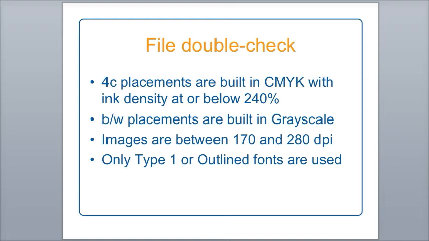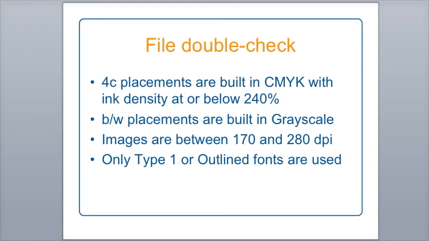Please also see that the image quality is between 170 and 280 dpi and that only Type 1 or outline fonts are used. For more information, we invite you to view our Print Production Guidelines cast or other MSS casts dealing with production-related issues and fixes like changing color spaces, outlining fonts, and lowering ink density, to name just a few. So check those out at www.mediaspacesolutions.com under the Support, then Creating Print Ads, then Production Cast tabs.